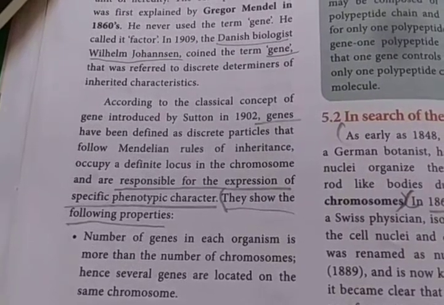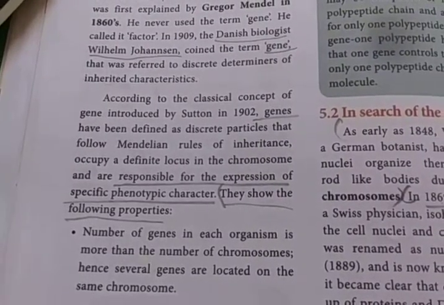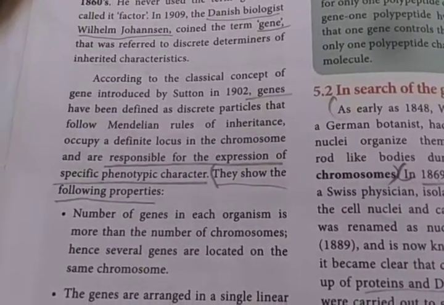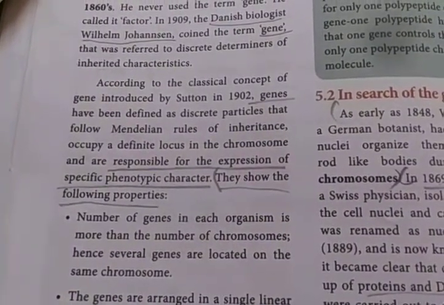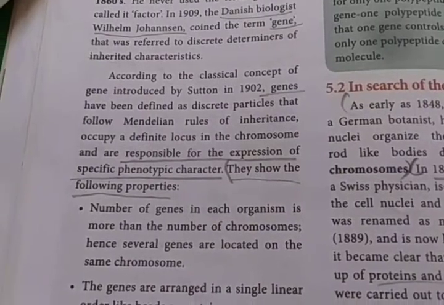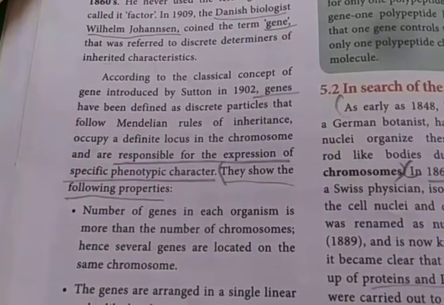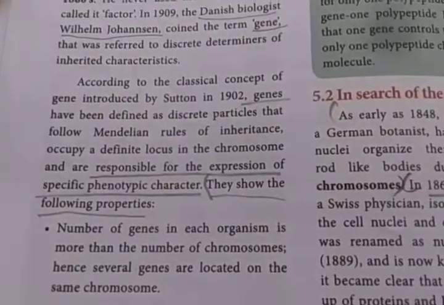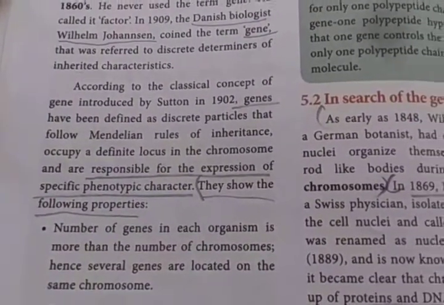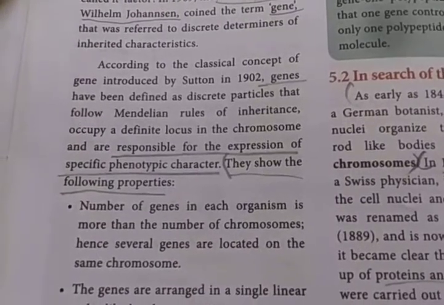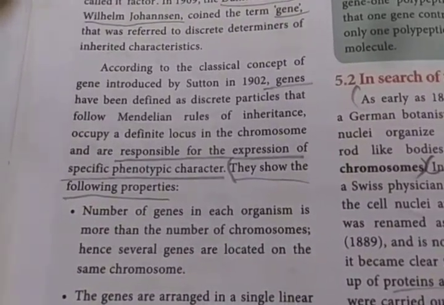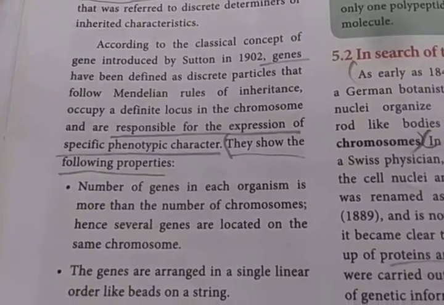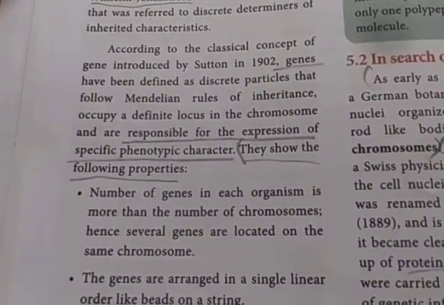Genes have been defined as discrete particles that follow Mendelian rules of inheritance, occupy a definite locus in the chromosome, and are responsible for the expression of a specific phenotypic character. He has given this definition of the gene. So a gene is a particle that follows certain inheritance rules. It is located inside the chromosome. It is responsible for expressing specific phenotypic characters.